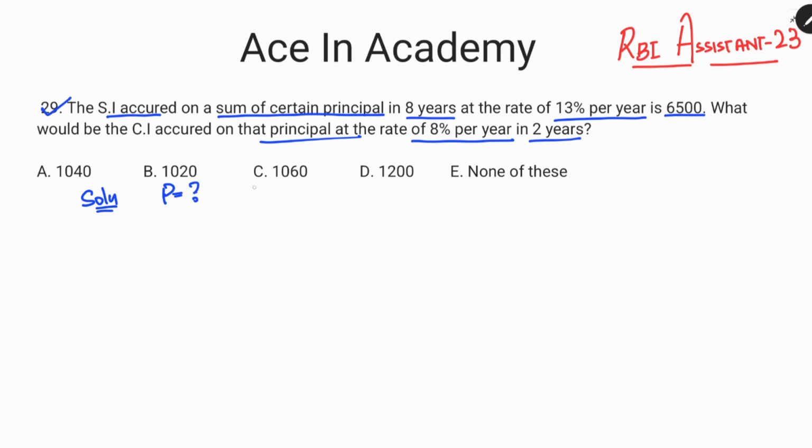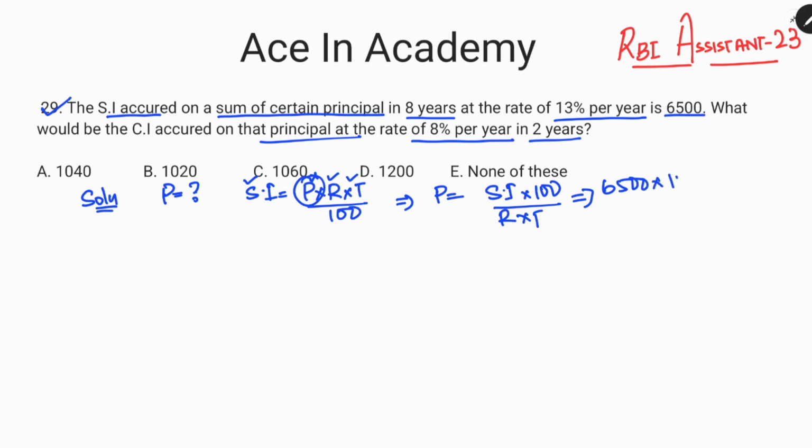So what is the principal? Now we can use the formula of simple interest, that is equal to principal into rate into time by 100. Now, according to this question, we don't have the principal, but we have the rate and time, and we also have the simple interest accrued. So we can easily find out what is the principal. So principal is equal to simple interest into 100 by rate into time. So if we use this formula, we'll have 6,500 into 100 divided by 13, that is the rate, and tenure is 8 years, so divided by 8. Now, if you do this calculation, you will get the value of principal as 6250.